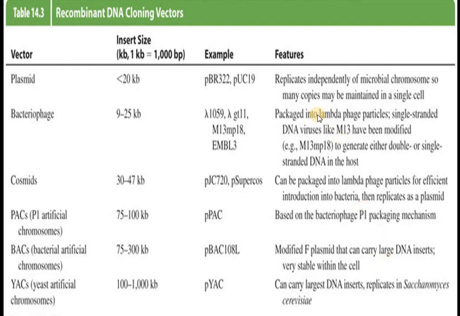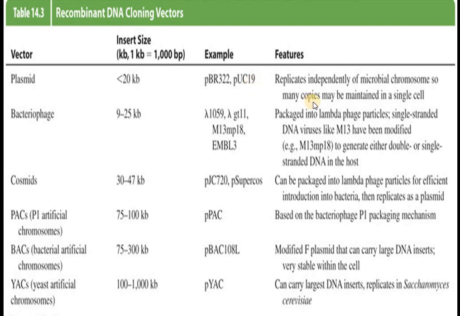Here P indicates the plasmid, B indicates the bacteria, R indicates the strain, and P indicates the plasmid. BR indicates the name of the scientists, and 322 is the name of that species. In a similar way, pUC19.